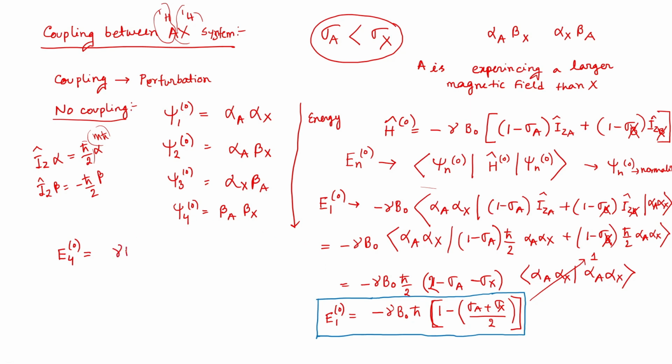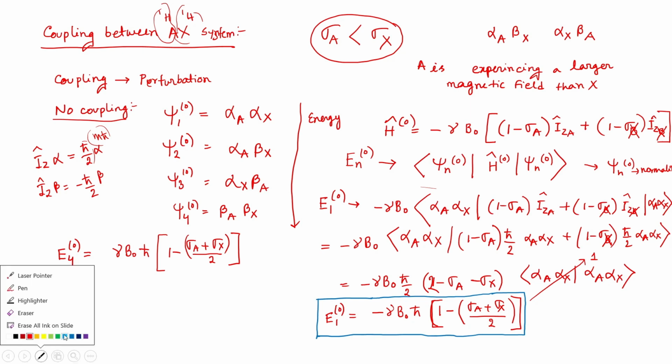So actually in this case it is γB_0 ħ (1 − (σ_A + σ_X)/2), this is what you are going to get for that. Let me also check if I am making it correct. Yes, that is correct. And again change the color.